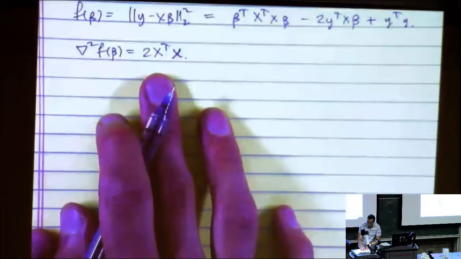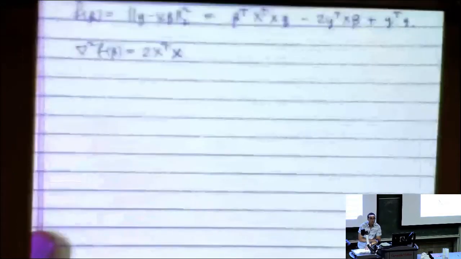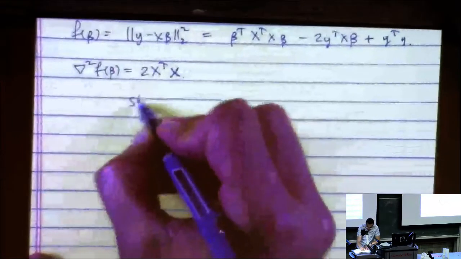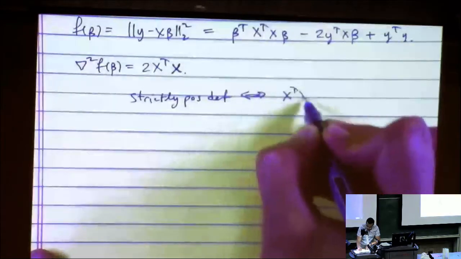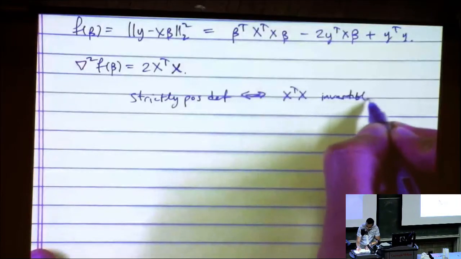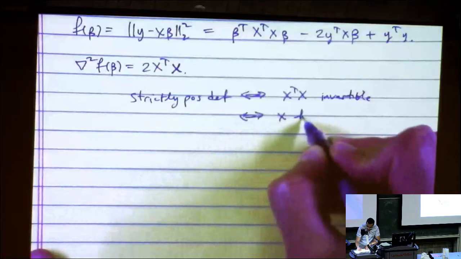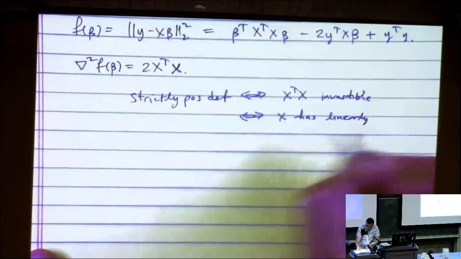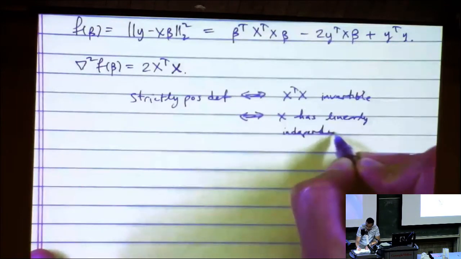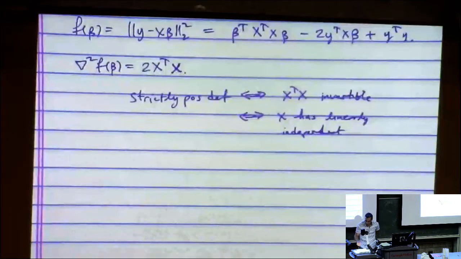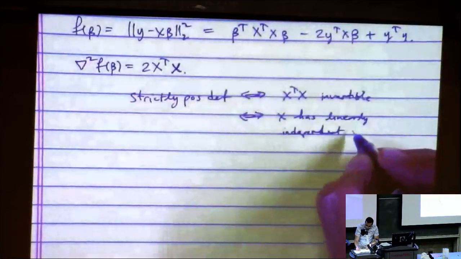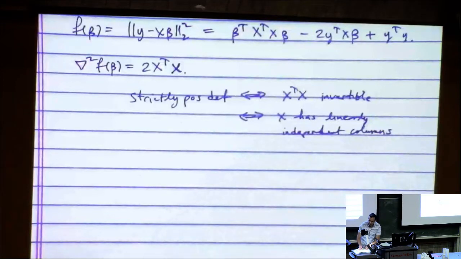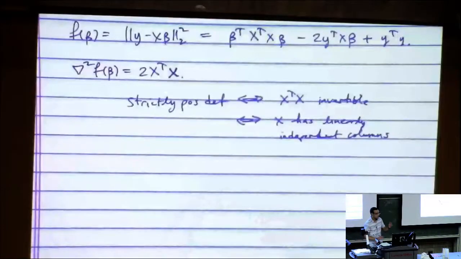So when is this going to be strictly positive definite? This is going to be strictly positive definite when this matrix is invertible, right? So this is strictly positive definite if and only if x transpose x is invertible. And that's true if and only if x has linearly independent columns. If all my features, which we think about as being the columns of x in the context of the lasso, are linearly independent, we also say that x has full column rank. It's another way of saying it. Then we get strict convexity of this loss, and so the solution is unique.